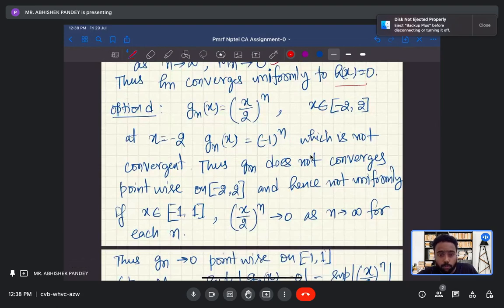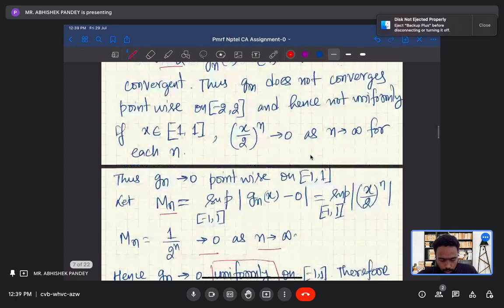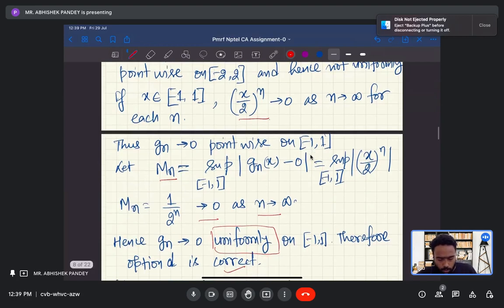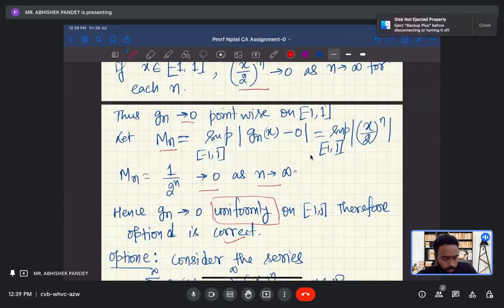So gn(x) equals (x/2) to the power n, where x belongs to [-2,2]. At x equals -2, gn(x) equals (-1) to the power n, which is not convergent. Thus gn does not converge pointwise on [-2,2] and hence not uniformly. If x belongs to (-1,1), (x/2) to the power n tends to 0 as n tends to infinity for each x. Okay, this one is quite clear. So gn converges to 0 pointwise on [-1,1].